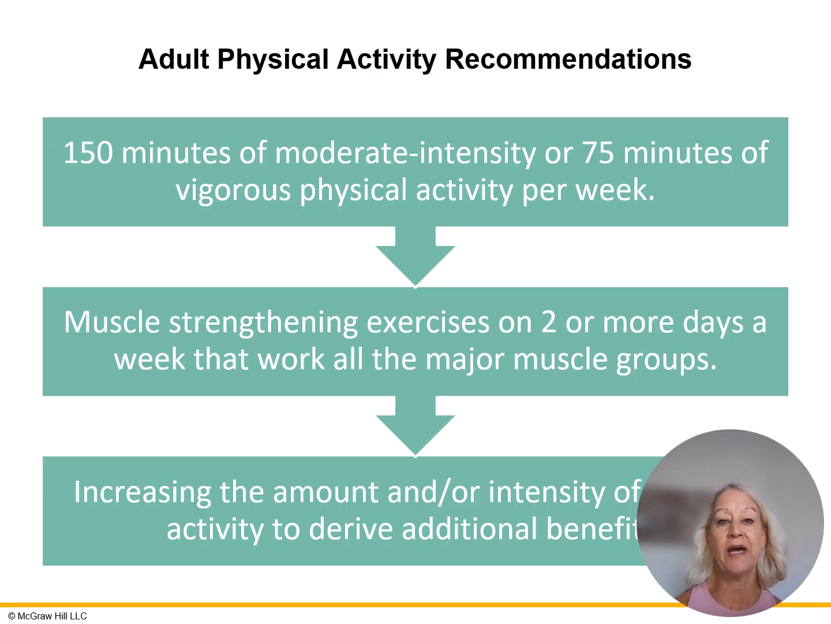Now, this visual outlines the key recommendations for adults to maintain or improve their health through physical activity. Step number 1, aerobic activity. Adults should aim for at least 150 minutes of moderate intensity aerobic activity, like brisk walking, light cycling, or water aerobics each week. Alternatively, you could do 75 minutes of vigorous intensity activities such as running, swimming laps, or playing competitive sports that can be substituted.